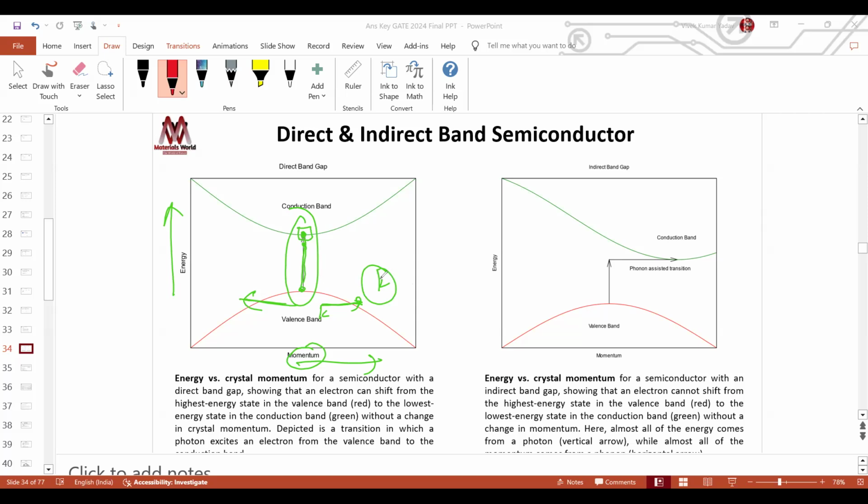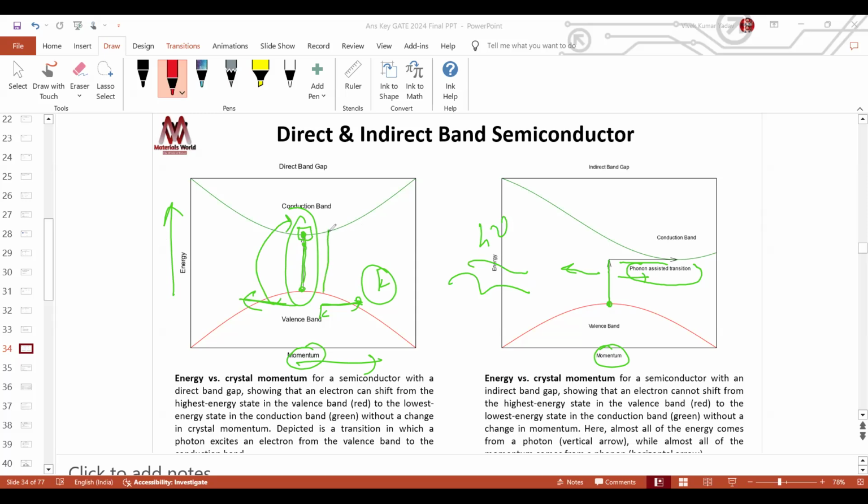You don't need a phonon to occupy a certain valence or conduction energy state. Here you see you have to go right or left. That means you need to collide with the vibrational energy, the phonon, and after collision you start changing your momentum, the k value, as well, and that is why this is indirect.